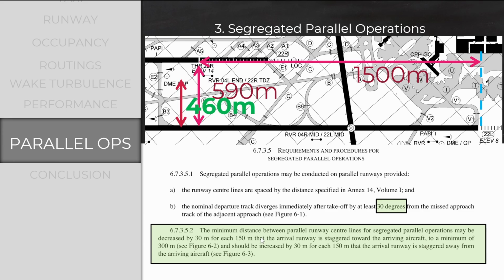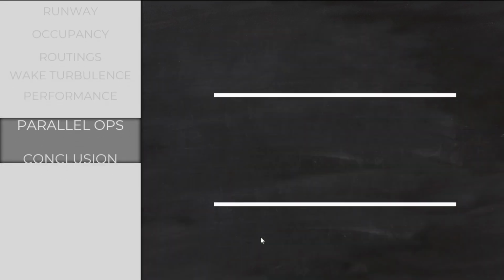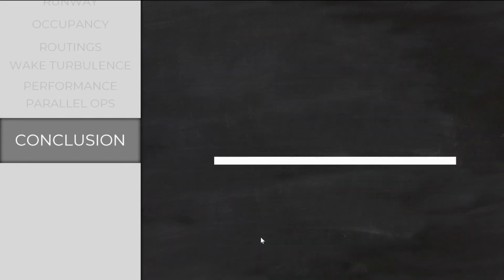So that's the most important part of the separation covered. This is a big topic and is a very important topic. Ground separation, route separation, wake turbulence, performance, parallel operation.